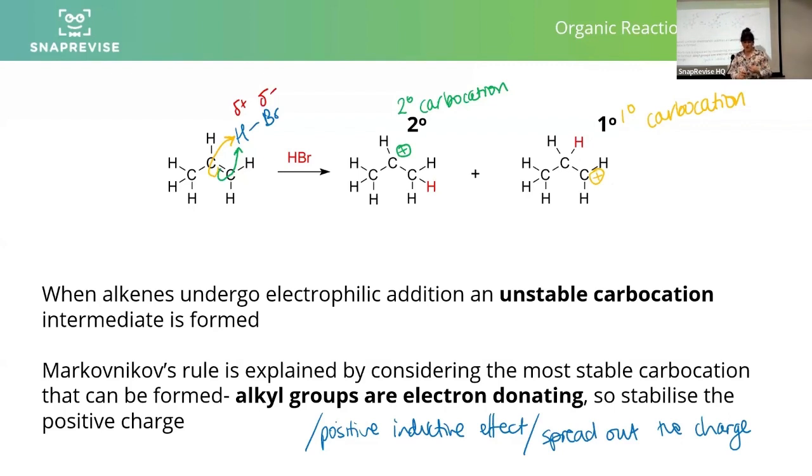Alkyl groups are electron donating. They stabilize this positive charge by spreading it out, by cancelling it out, or however you want to think about it. They stabilize this positive charge. If the positive charge is stabilized, that carbocation intermediate is more likely to be formed. Therefore, that is going to be the major product in this case. So this is going to form the major product. The more stable carbocation is going to form the major product, and the less stable carbocation will form the minor product.